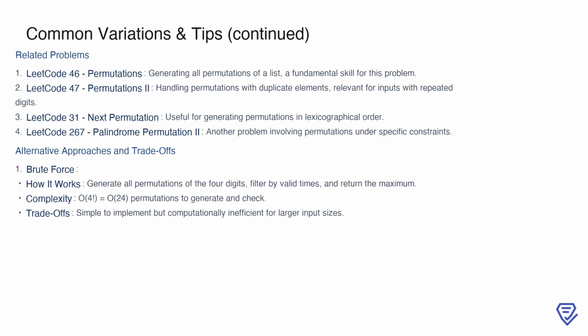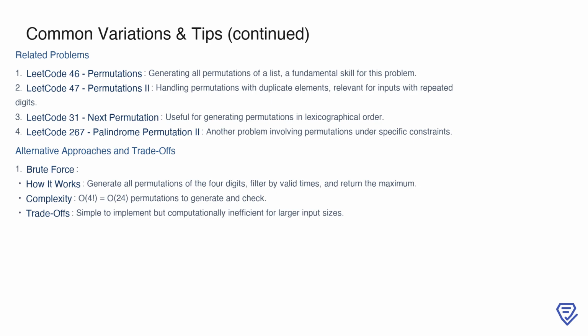Let's explore some related problems that can help you build the skills needed for this challenge. First, LeetCode problem 46, Permutations, is a fundamental exercise in generating all permutations of a list, which is directly applicable here. Problem 47, Permutations 2, builds on this by introducing duplicate elements, making it a great way to practice handling repeated digits in your input.